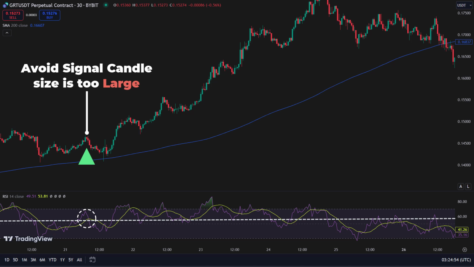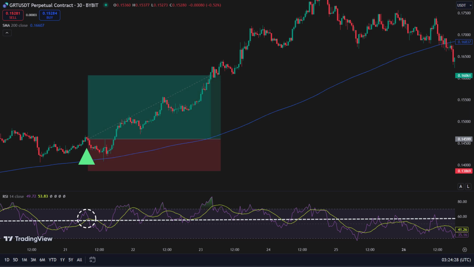To manage risk effectively, we'll set a stop loss using the ATR indicator and target a take profit with a 2-to-1 risk-to-reward ratio. This approach helps secure profits when the trade moves in our favor, while minimizing losses if it goes the other way. Here's a perfect example. This trade reached our take profit target just as planned.